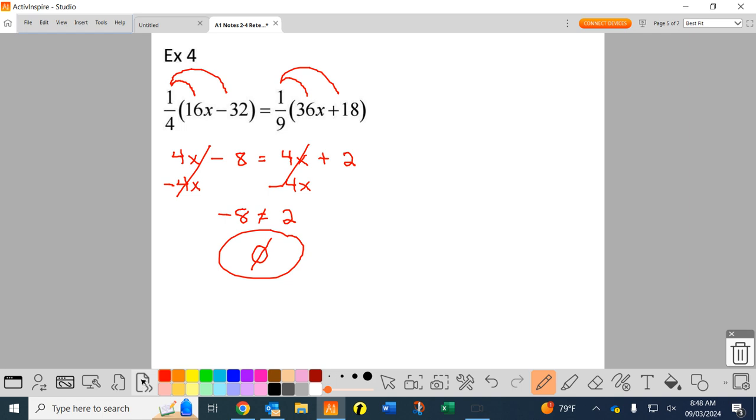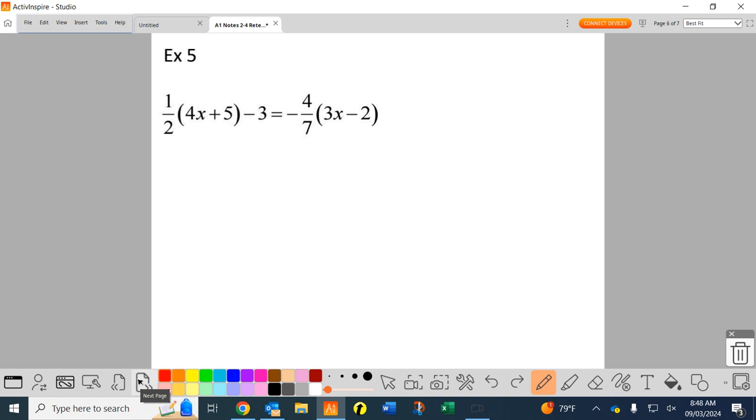So 1/2 times 4 and 1/2 times 5, and then negative 4/7 times 3 and negative 4/7 times negative 2. That's what we're going to be doing, is distributing those numbers. So grab your calculators, do 1/2 times 4. 2x. Perfect. Plus, do 1/2 times 5. 5/2. Does anybody need me to talk about typing that in to get to the 5/2?